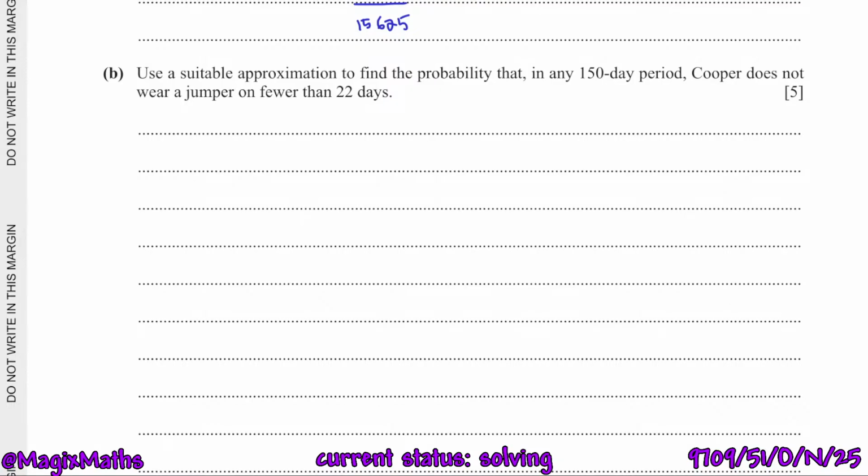So, doesn't wear a jumper means we have event X such that Cooper doesn't wear a jumper, and we'll define that as a binomial event. In a 150-day period, the probability of success is 0.1. So we want the probability he doesn't wear a jumper on fewer than 22 days.